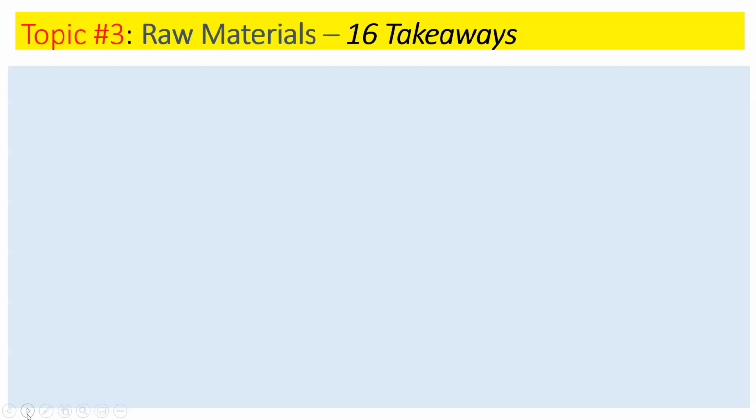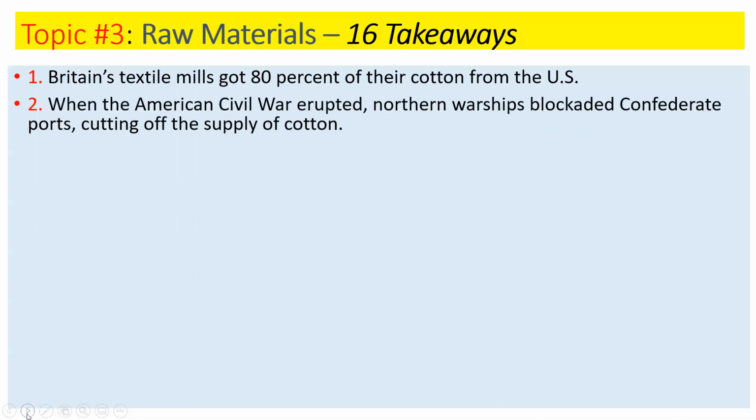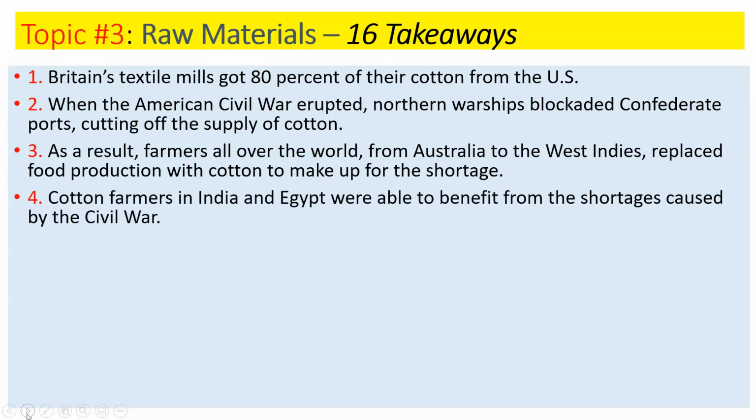Number 1, Britain's textile mills got 80% of their cotton from the U.S. Number 2, when the American Civil War erupted, Northern warships blockaded Confederate ports, cutting off the supply of cotton. This is something I went over with you last year that should sound familiar. Number 3, as a result, farmers all over the world, from Australia to the West Indies, replaced food production with cotton to make up for the shortage.